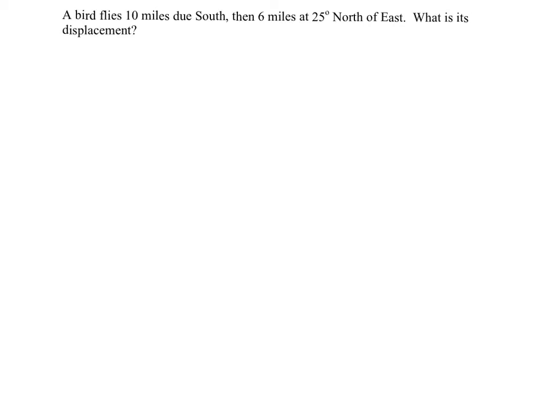Alright, here is a displacement problem. It's a little tougher than ones I've done in the past. In this case, a bird is flying 10 miles south, so I can draw that. And then they turn and go 6 miles at 25 degrees north of east. So if this is east, 25 degrees north of east will be this. That's 25 degrees. And they go 6 miles in that direction.